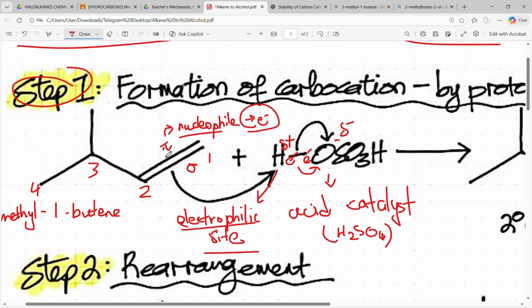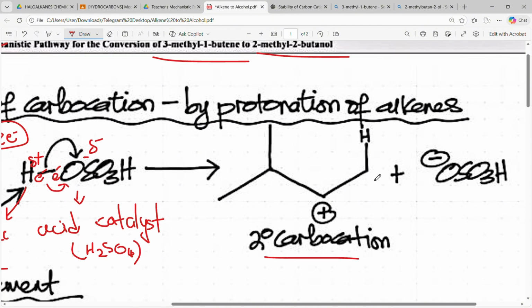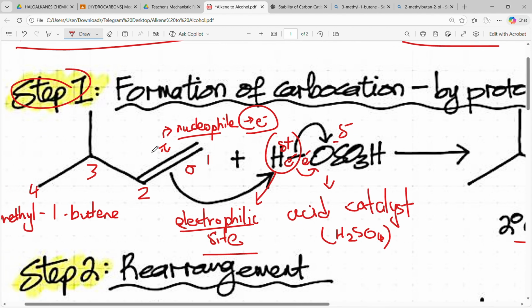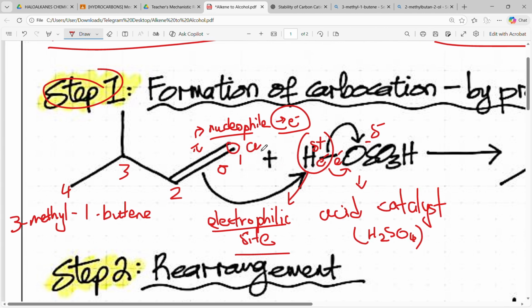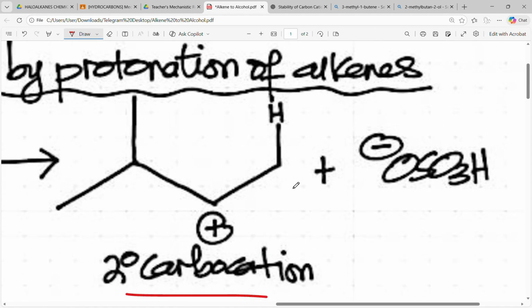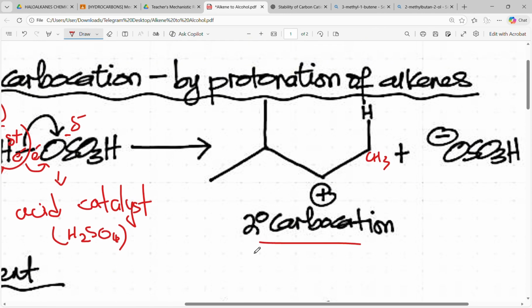So now the pi electrons attack the more electropositive H atom in the sulfuric acid to form a 2° carbocation. The hydrogen atom will always attach to the carbon with more hydrogen atoms. For example, originally here we have a CH2 and here we have a CH. So CH2 has one more hydrogen atom than the CH. Thus the H from the sulfuric acid will be attached to the CH2 to form an alkyl group. And the positive charge will be located on the CH, which is the 2° carbon.